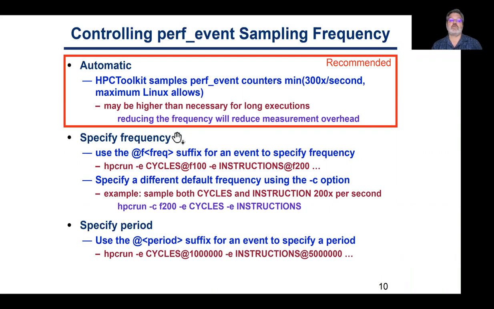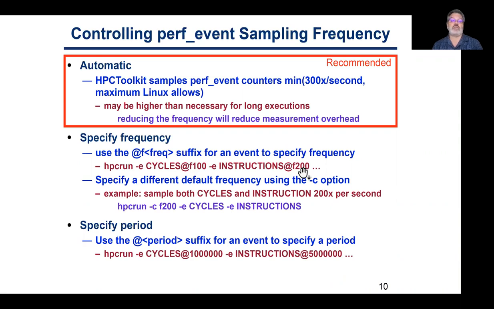Now there's two options with perf events. There's period-based sampling, where I can say that I want to monitor cycles, and I want to monitor, say, every million cycles and every 5 million instructions. And I can just specify a number. Or if I want to monitor cycles at a frequency of 100 per second or an instruction at 200 per second, I can use the F modifier to say that I want to do frequency-based sampling.